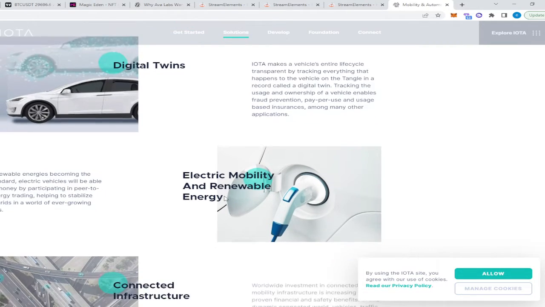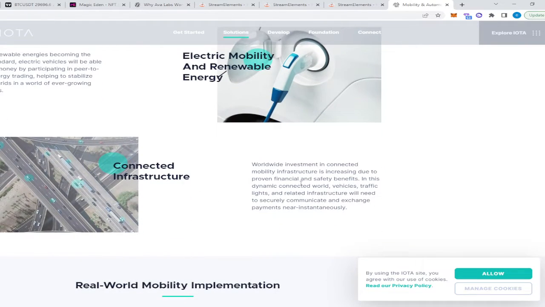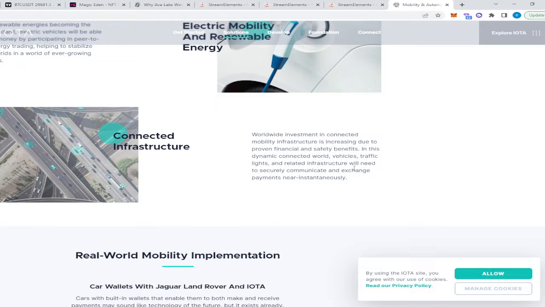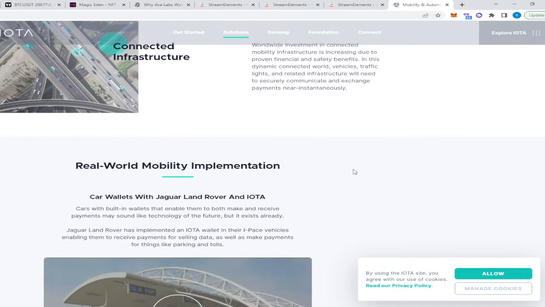So they have electric mobility and renewable energy, with renewable energies becoming the new standard. Electric vehicles will be able to earn money by participating in peer-to-peer energy trading, helping to stabilize energy grids around the world, given ever-growing demands. Connected infrastructure: worldwide investment in connected mobility infrastructure is increasing due to proven financial and safety benefits. In this dynamic, connected world, vehicles, traffic lights, and related infrastructures will need to securely communicate and exchange payments instantaneously. So what is the real world mobility implementation?